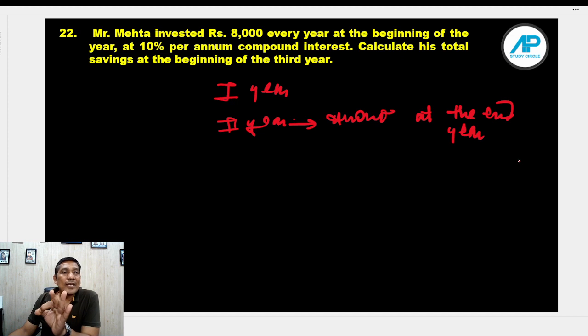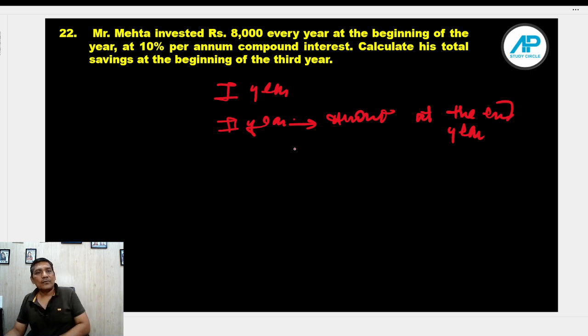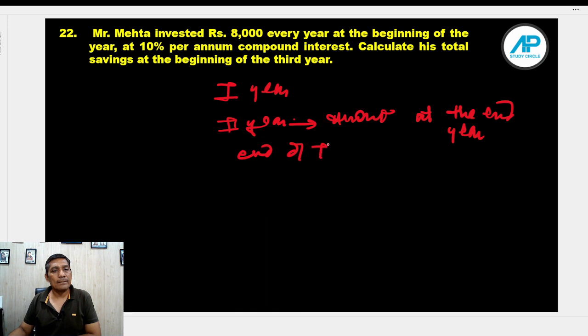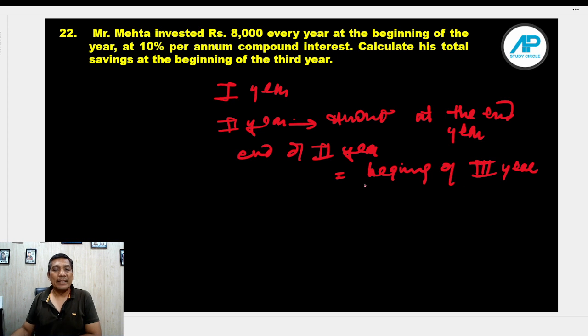Amount at the end of the second year is going to be the saving at the beginning of the third year, because the end of the second year is equal to the beginning of the third year. I hope you understand this point. So find the values in this manner. I hope you understand the question and can solve it very easily.